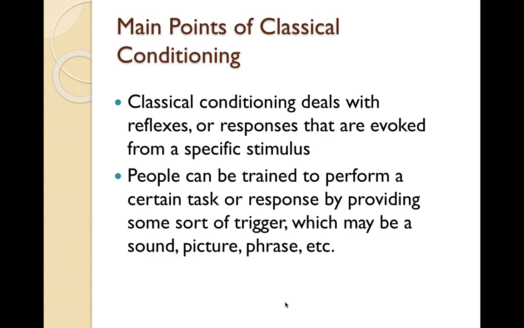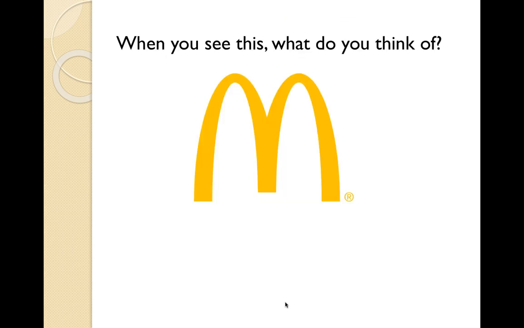So the main points of classical conditioning deal with reflexes or certain responses that are evoked from a specific stimulus. What kind of response, what kind of behavior do you want your students to do after giving some type of stimulus? So people can be trained to perform a certain task or response by providing some type of trigger. It could be a sound, a picture, a phrase, etc.